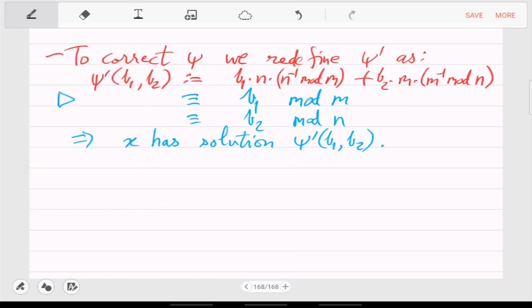Okay, so it's amazing that you were given these general looking numbers b1 mod m and b2 mod n, and still we are able to give a closed form solution which will work for both. Is this fine? Okay.